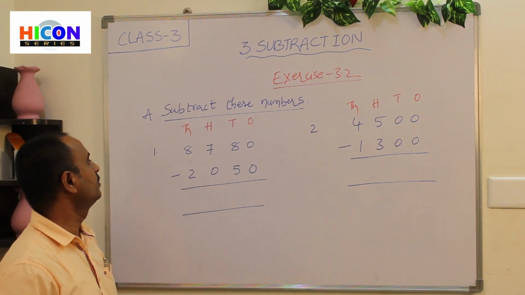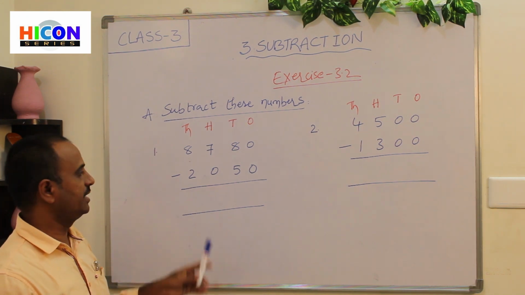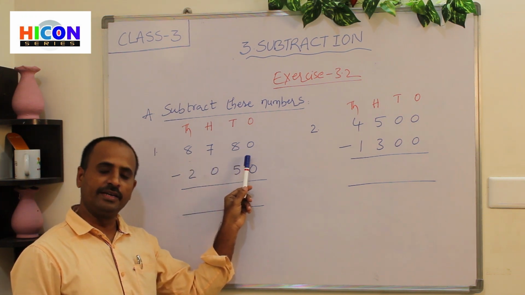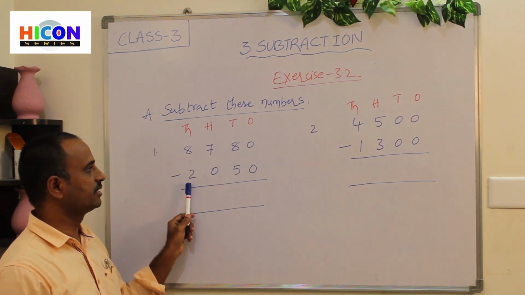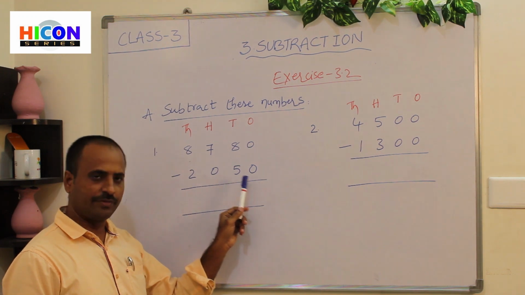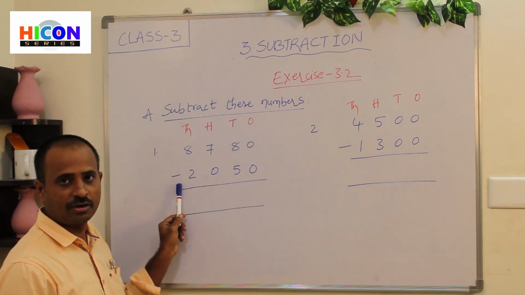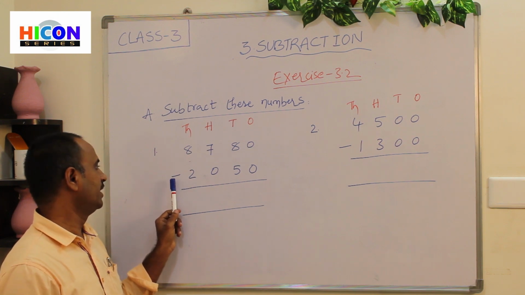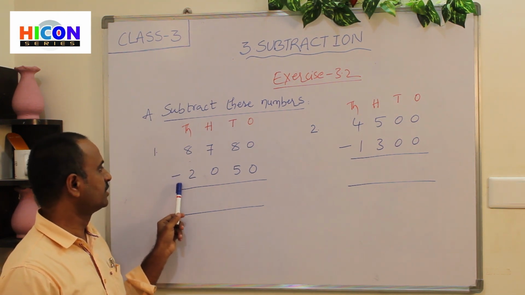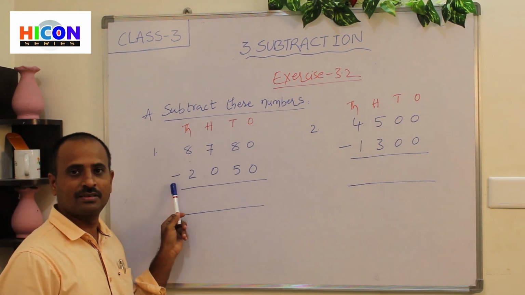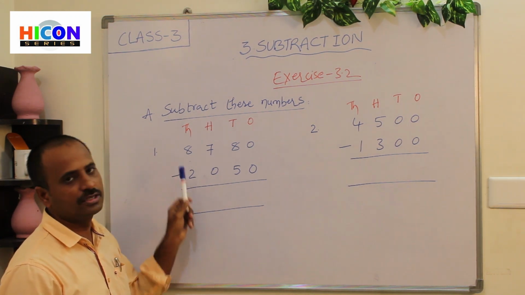So see the first problem. There are two numbers given. The first number is 8780 and the second number is 2050. And what is this symbol called? Minus. So if there is the symbol minus, that means we have to subtract these two numbers. If there is the symbol plus, that means we have to add these two numbers.